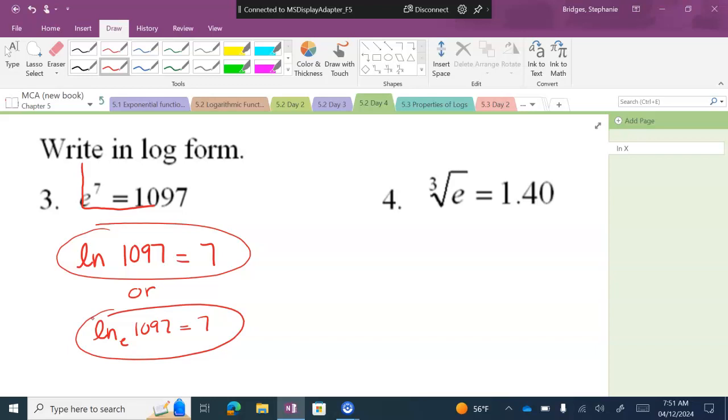So if I have a cube root, then how could I rewrite that as an exponent before I take it to log form? It would be e to the 1/3. Okay, so that's the very first step here, is you've got to get that radical and turn it into an exponent. Now take it to log form. Anytime you see a radical, that can always be turned into an exponent.